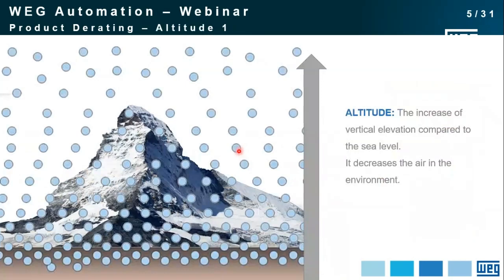Now we are going to move to the second factor of product derating. Now it's altitude. So what is that? Basically, altitude is the increase of vertical elevation compared to sea level. And as we go up in altitude, there is one effect, which is the decrease in the density of the air of the environment. This picture depicts a lot of blue particles showing the density of air you have here, but as you go up, you have less and less.